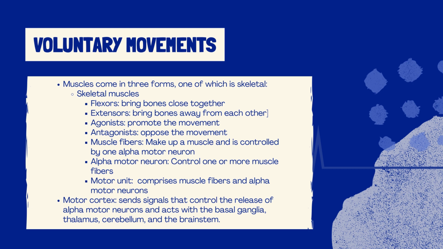Another important thing is the motor cortex, where motor movements are decoded in our brain. This basically sends signals that control the release of alpha motor neurons and acts with the basal ganglia, thalamus, cerebellum, and the brainstem.